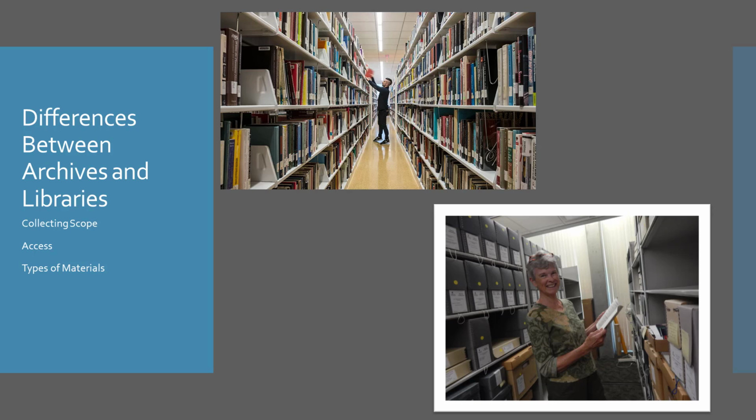The third difference is the type of material. While items in libraries are published, as we discovered earlier, archives contain mostly unpublished material that isn't located anywhere else. In addition, archives may also contain artifacts, scrapbooks, and other unique items not located in your typical stacks.